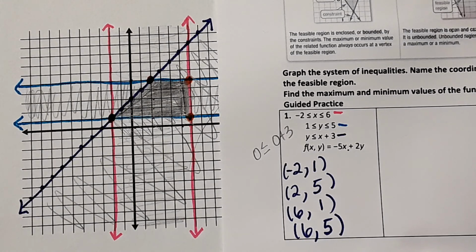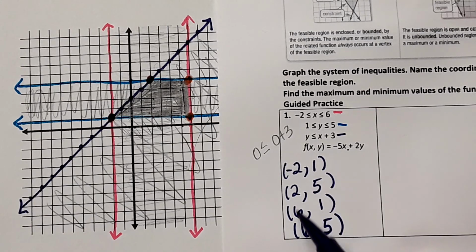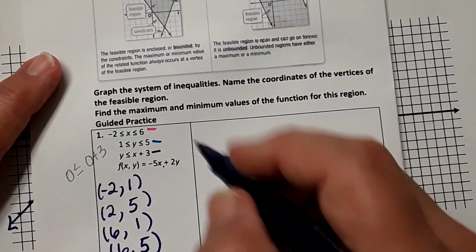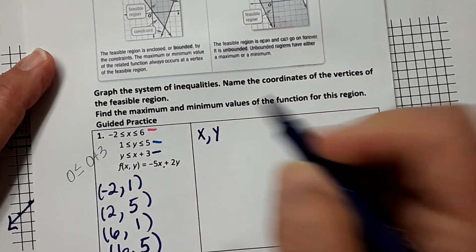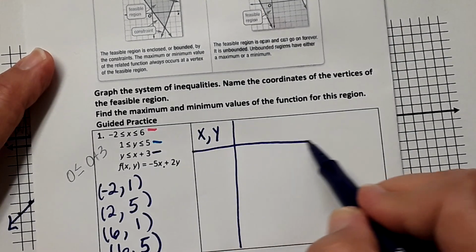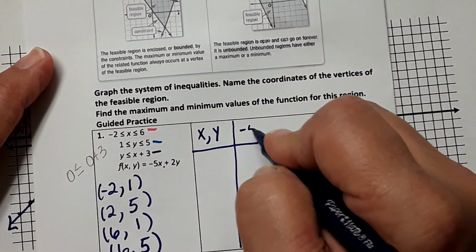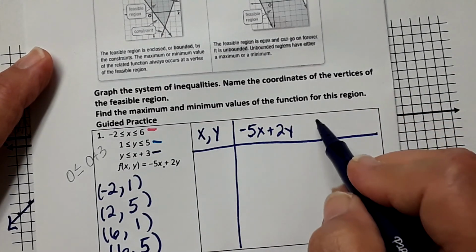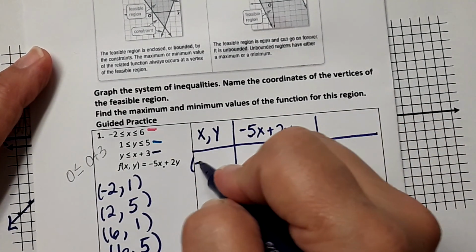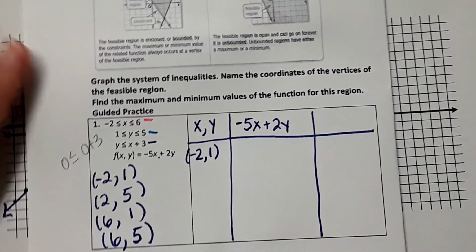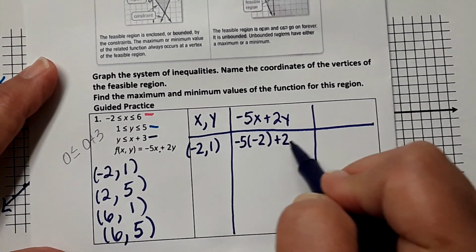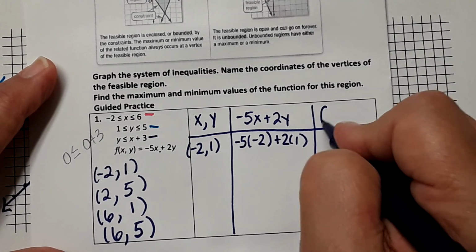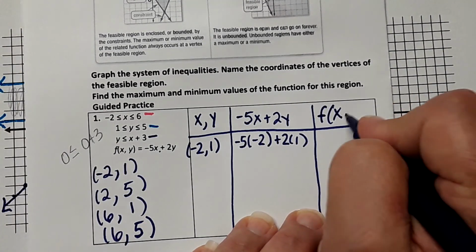We're trying to find the maximum and the minimum. So we're going to take these points and plug them into this equation. Let's make a little chart. That's why I left some room here. We're going to put x, y here. We're going to make a little table. We're going to put the negative 5x plus 2y, and then we're going to get our answer. So we have negative 2, 1. And what that means is I'm going to put negative 5 times negative 2 plus 2 times 1.